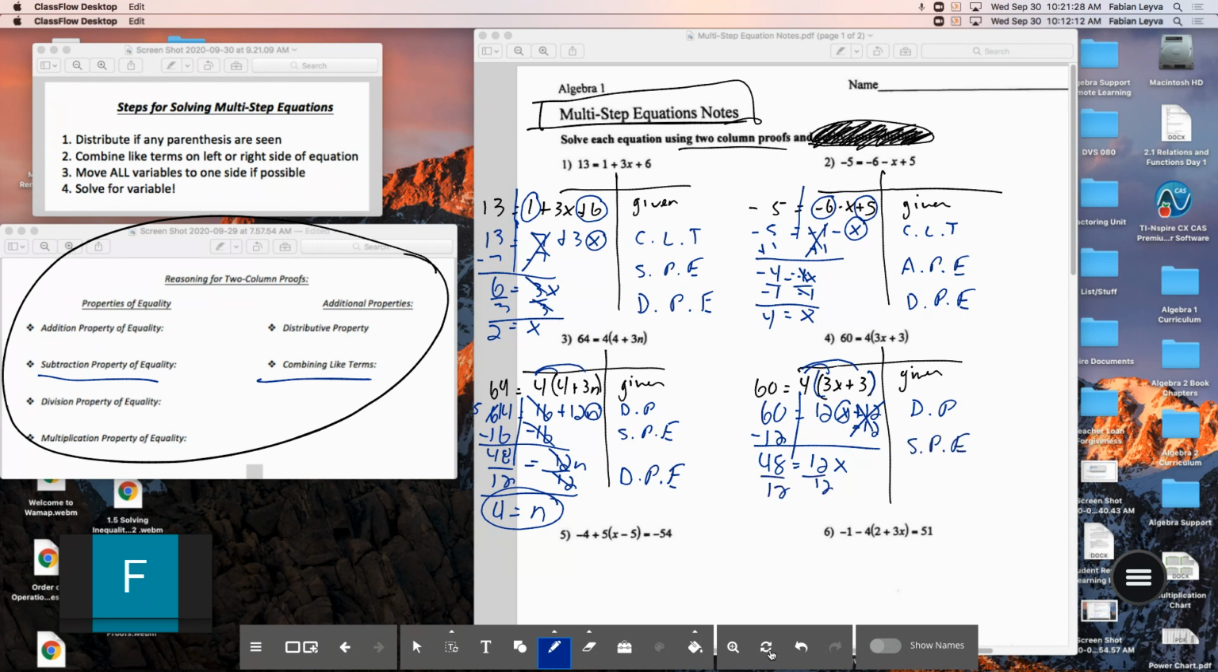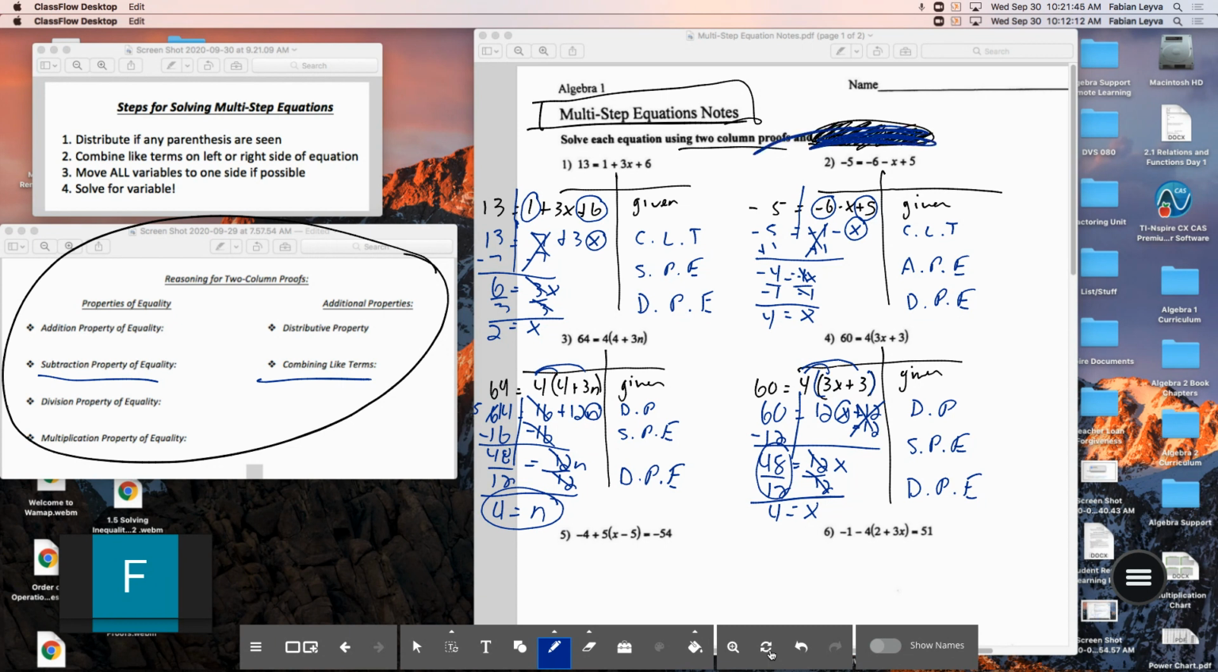Dividing by 12 on both sides, I finally end up with 4 is equal to x. 48 divided by 12 is 4, and then the 12s cancel out. That is after using the division property of equality. So again, I know the instructions said to verify.